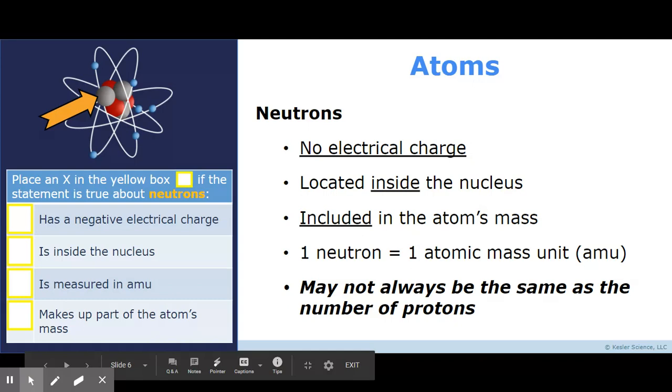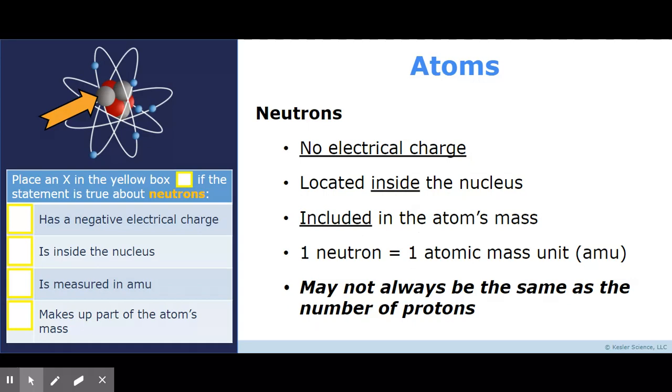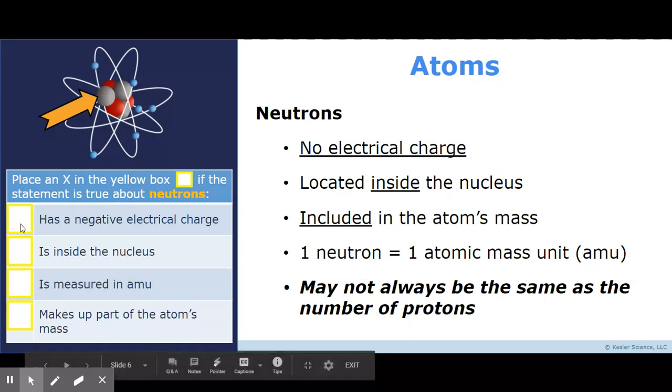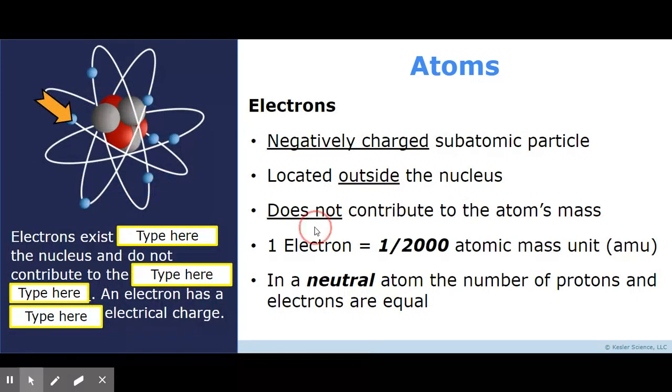Neutrons have no electrical charge. They're located inside the nucleus, and they're included in the atom's mass. 1 neutron equals 1 AMU. The number of neutrons may not always be the same as the number of protons. Place an X on the yellow box if the statement is true about neutrons. So you're going to put an X on the ones that are true about neutrons based on this slide that we just went over.